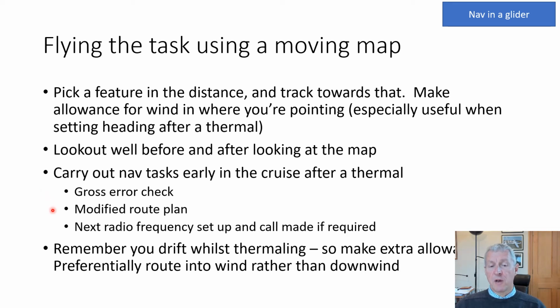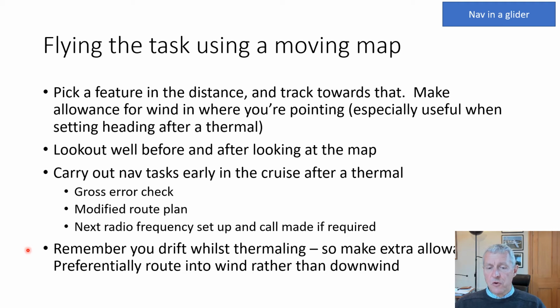We might modify our route plan if we've drifted to one side of track, so we might think about that. And we might decide what radio frequency we're going to need next, so get that in the radio and maybe call the air traffic service unit that is on the end of that frequency. Eat something, drink something, have a pee, whatever you need to do. The time to do all this stuff is when you're high and going in the same direction, not when you're low and struggling to climb.